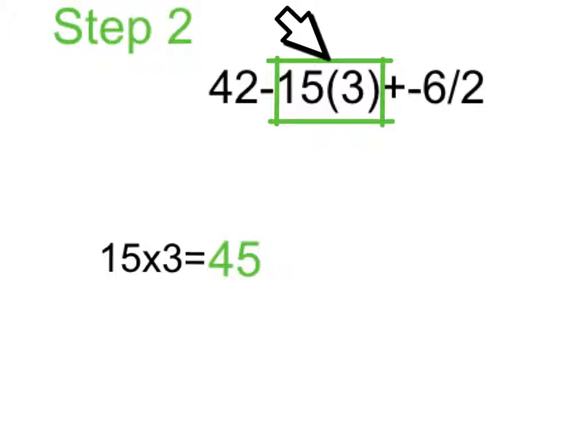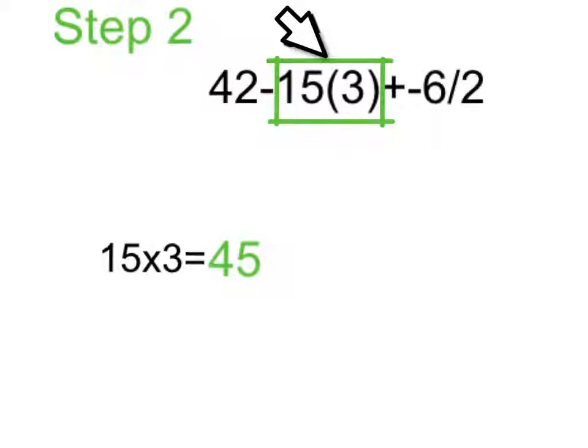Okay, so the next thing that we're going to do is going to be multiplication or division from left to right. So in this case, that would be what I outlined here, which is 15 times 3. Now if we look down here, 15 times 3 equals 45, and we can use that to replace what we have right here.